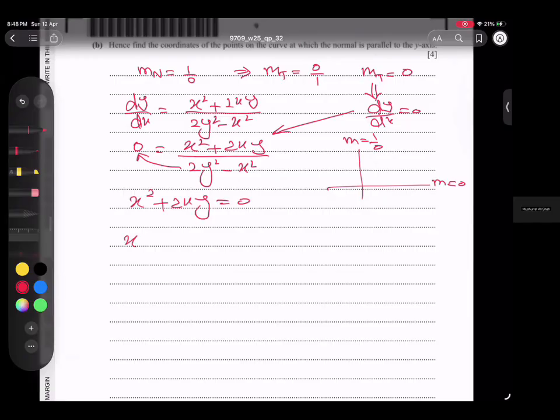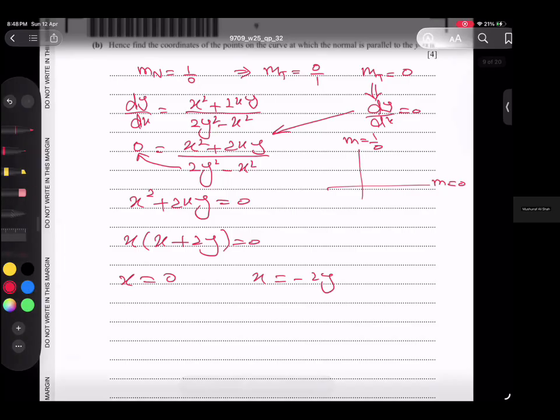Okay, this part is very clear. Taking x common, I get x plus 2y is equal to 0. I get either x is 0 or x is equal to negative 2y. So we got two cases: one is x equal to 0 and the other is x equal to negative 2y. But we'll check it now.